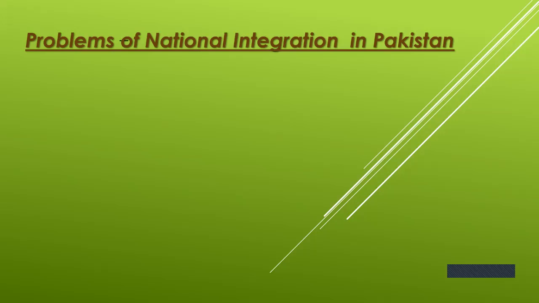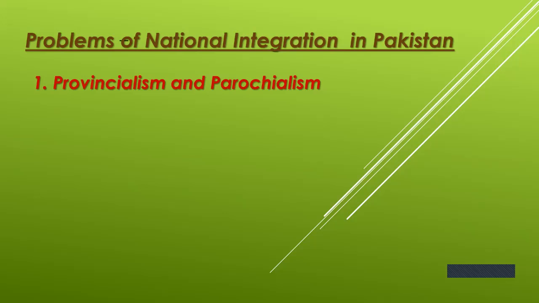Now, the major obstacles or hurdles in the way of national integration in Pakistan are, first, provincialism and parochialism. These are serious problems which we are facing, and they must be removed from the society. And what is parochialism? Limited, narrow-minded outlook, especially a focus on one's own area. We should remove it from our society.